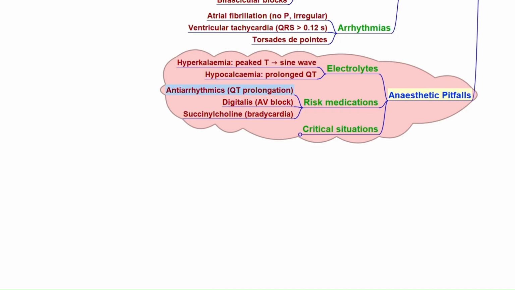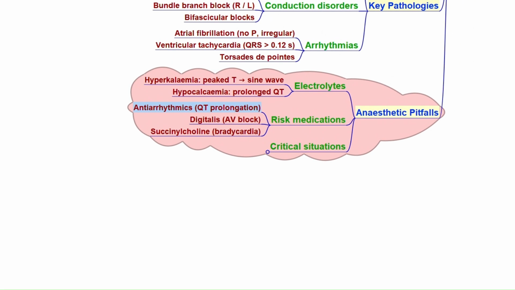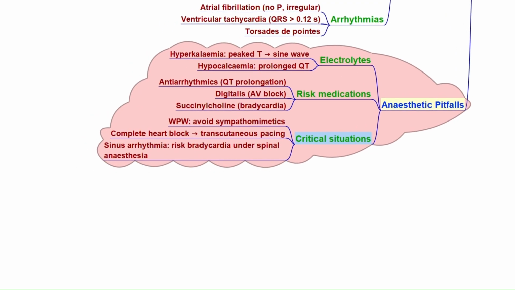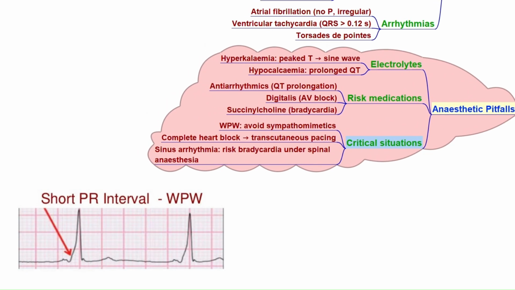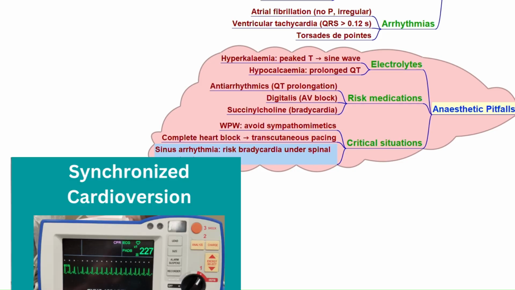torsades de pointes. Digitalis promotes AV block, and succinylcholine can induce bradycardia, especially with repeated doses. In case of pre-excitation syndrome or Wolff-Parkinson-White, we should avoid sympathomimetics in the perioperative period, especially if hemodynamic instability occurs in a Wolff-Parkinson-White patient. Procainamide and amiodarone are preferred to manage arrhythmia safely. Electrical cardioversion remains the treatment of choice if unstable.